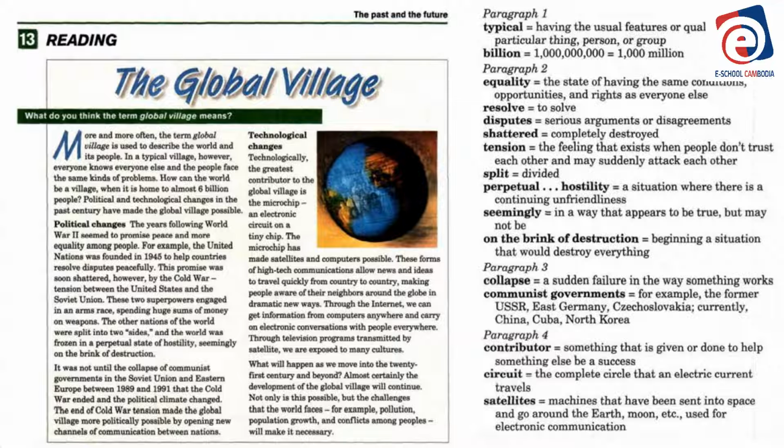Political changes. The years after World War II seemed to promise peace and more equality among people. For example, the United Nations was founded in 1945 to help countries resolve disputes peacefully. This promise was soon shattered, however, by the Cold War, tension between the United States and the Soviet Union. These two superpowers engaged in an arms race, spending huge sums of money on weapons. The other nations of the world were split into two sides, and the world was frozen in a perpetual state of hostility, seemingly on the brink of destruction.